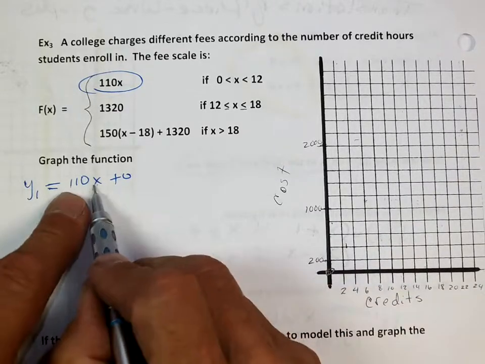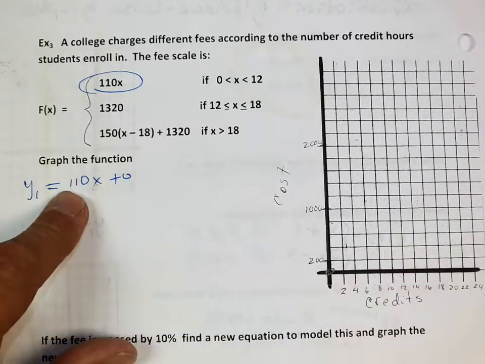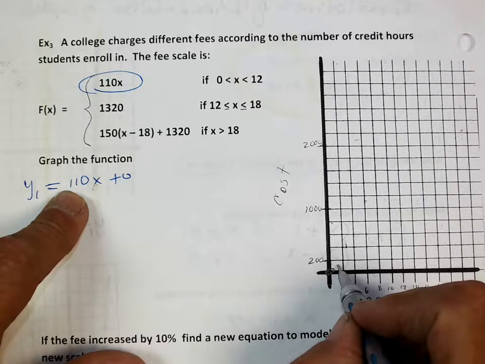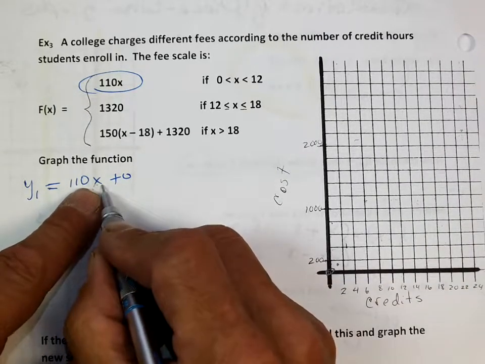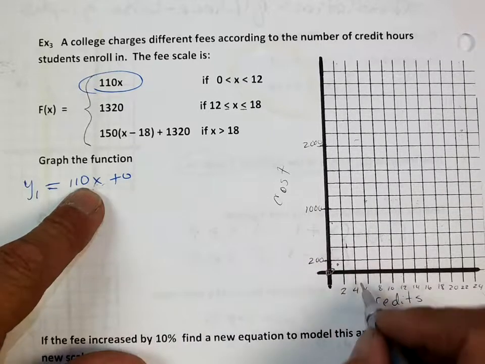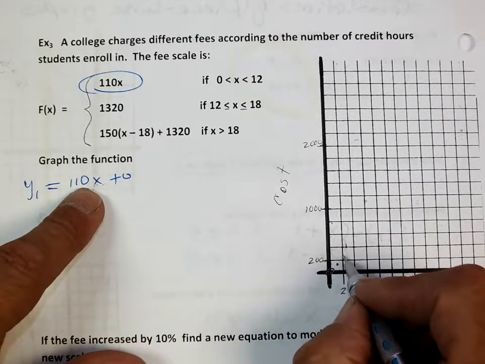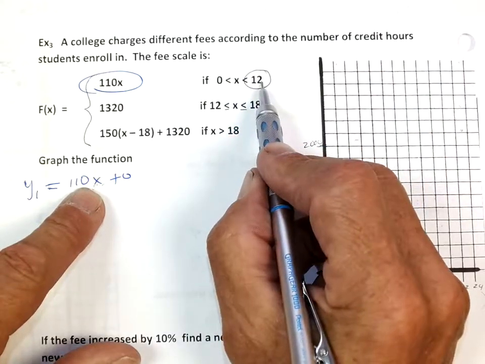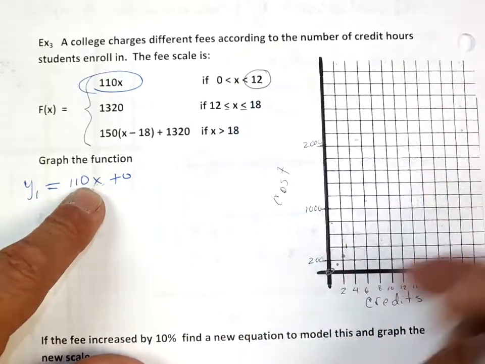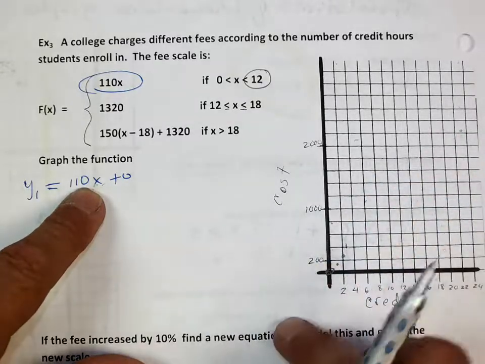If I plug in 1, what do I get? 110, which is about there. If I plug in 2, what do I get? 220. Now this is going to be kind of tedious. Why don't I plug in 12? You okay if I plug in 12? How would that help me out? Then I'd be able to connect the points, right? So I plug in 12.